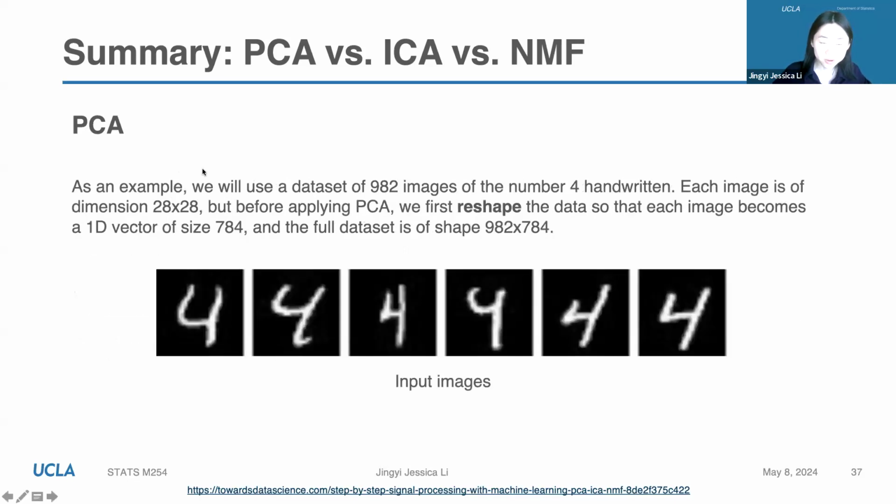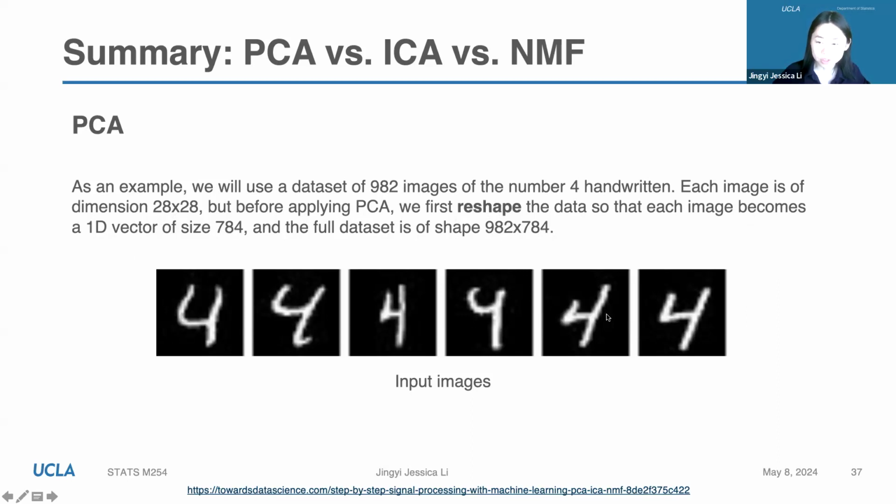As an example, I think this is a very interesting example. We will use a data set of 982 images of the handwritten number 4. Each image is of dimension 28 by 28. But before applying PCA, we first reshape the data so that each image becomes a 1D vector of size 784, which is the square of 28. The full data set is of shape 982 by 784. So this is the M by P representation of the matrix, with the rows for my observations and columns for my features. In here, the columns, the features, are pixels.